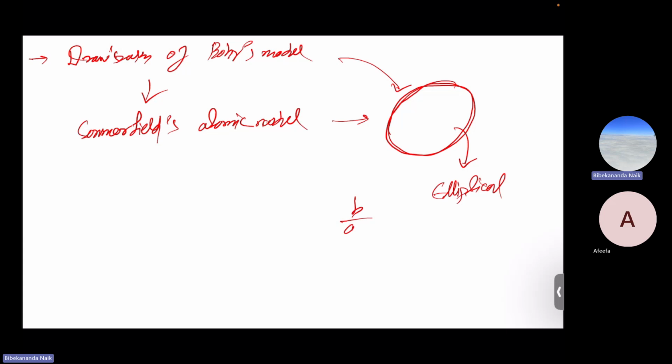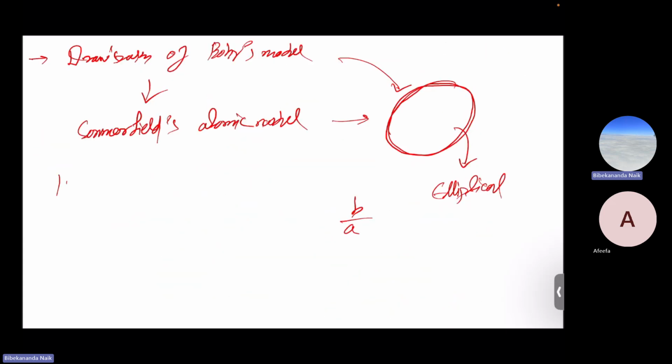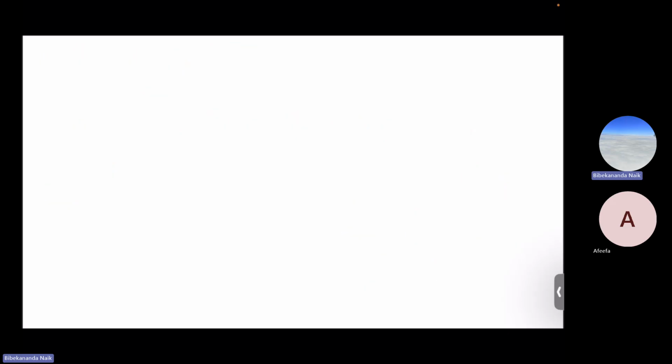So there was another quantum number. In case of Bohr, we had a single quantum number n, but there was an introduction of another quantum number in Sommerfeld. So we had n and k. We found that b by a is equal to k by n, and when n equals k, then it is a circle, but k will be less than or equal to n. So in that case, corresponding to each level, we got different sublevels also. Then after that, there was the concept of vector atom model.